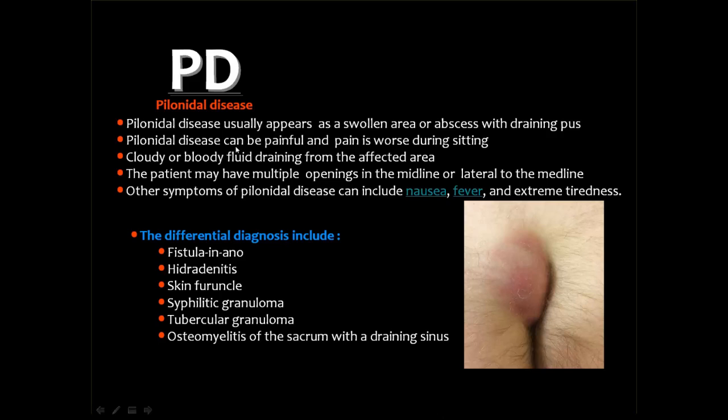Pilonidal disease is painful, and the pain is worse during sitting. The discharge may be cloudy fluid or bloody fluid from the affected or inflamed area. The patient may have multiple openings in the midline or lateral to the midline. This disease has many differential diagnoses. In the first line is the fistula in ano, then hidradenitis and skin furuncle, syphilitic granuloma, tubercular granuloma, osteomyelitis of the sacrum.